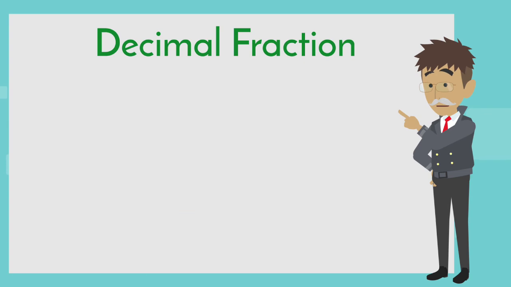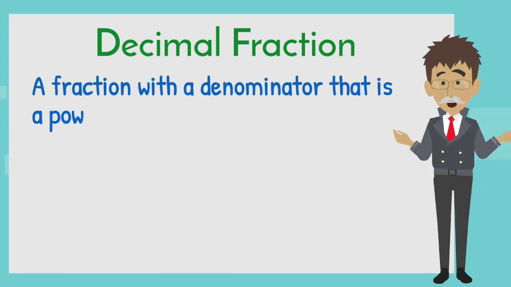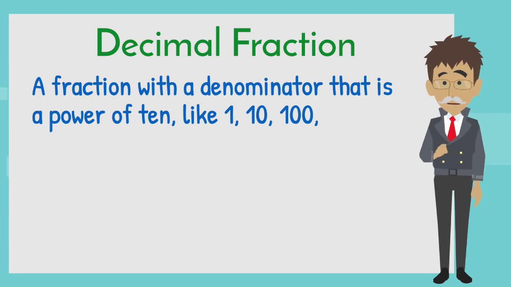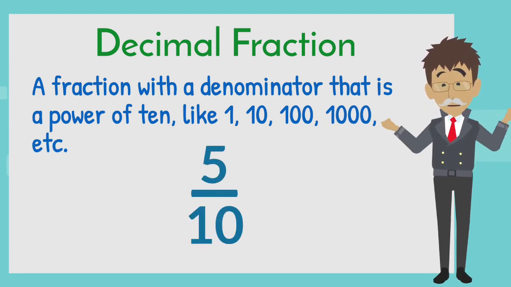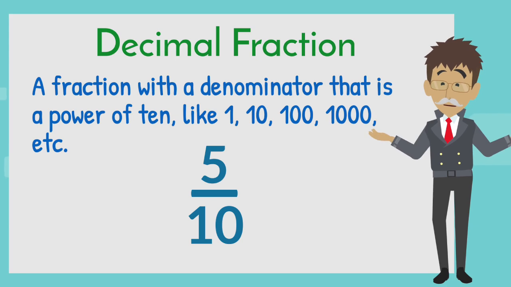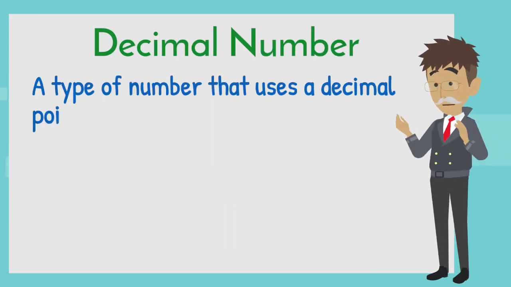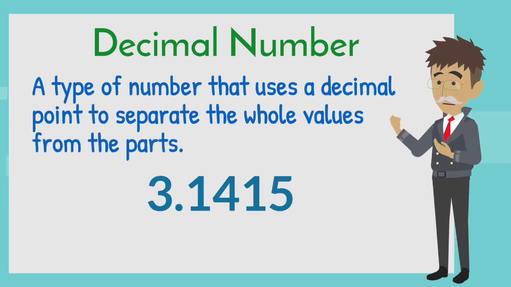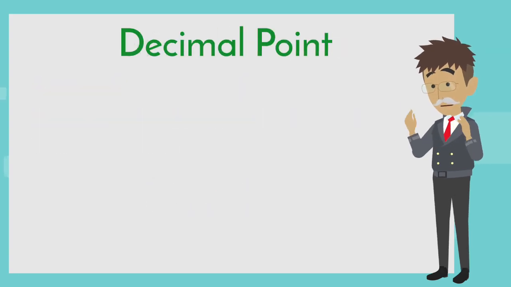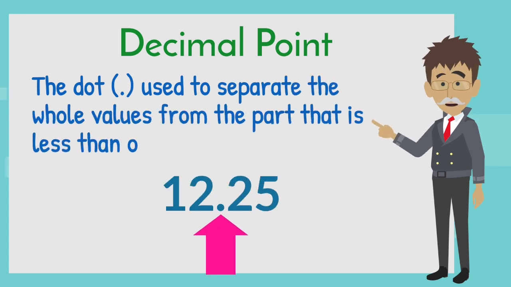Decimal fraction. A fraction with a denominator that is a power of 10, like 1, 10, 100, 1000, etc. 5/10 is a decimal fraction. Decimal number. A type of number that uses a decimal point to separate the whole values from the parts. Decimal point. The dot used to separate the whole values from the part that is less than 1.